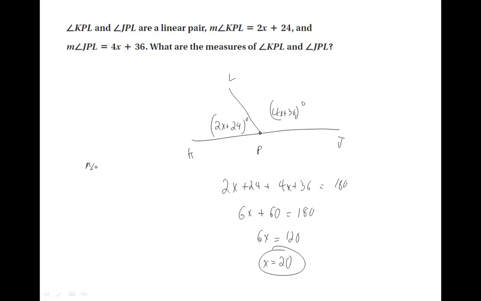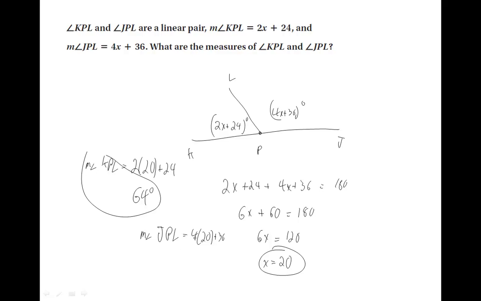So for the measure of angle KPL, I'm going to do 2 times what I solved for x to be. So this is 40 plus 24, that's going to be 64 degrees is the measurement of KPL. And let's do it for JPL. So the measurement of angle JPL is equal to, again, I'm putting in this expression, 4x plus 36, 4 times 20 plus 36.